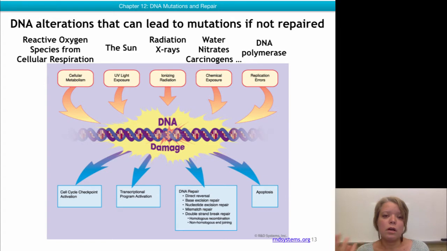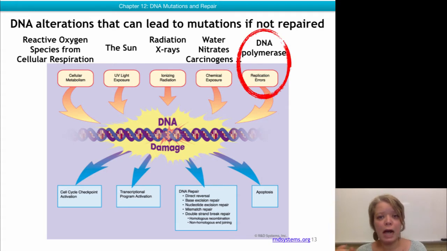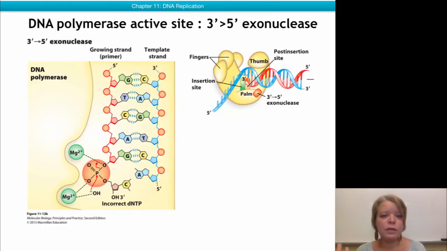Now, we just talked about how water damage is repaired. Deamination by water is repaired by base excision machinery. Now let's talk about how replication errors are corrected that happen when DNA polymerase makes a mistake. Now we know that DNA polymerase already has its own proofreading activity. Most DNA polymerases have a 3' to 5' exonuclease site, which will remove the offending base pair.